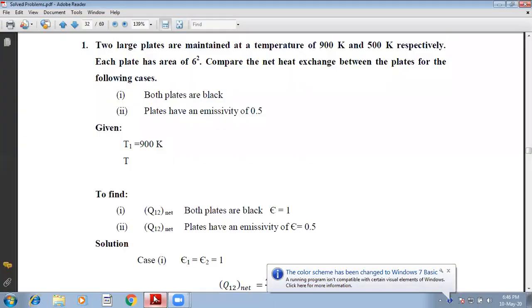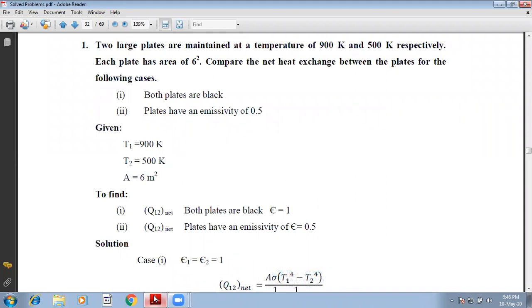In today's session, we will discuss a couple of problems on radiation. Before we begin, let me give you some glimpse of the concepts that have been shared already with you related to the topic radiation.